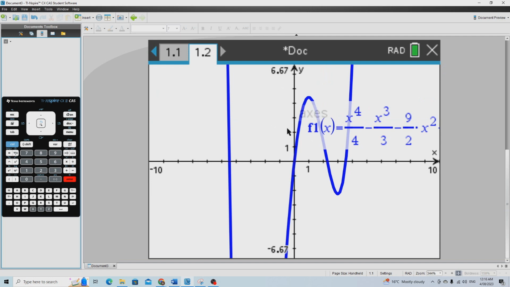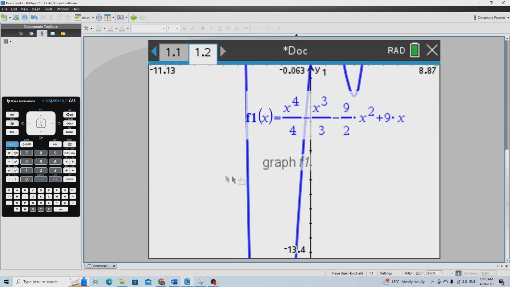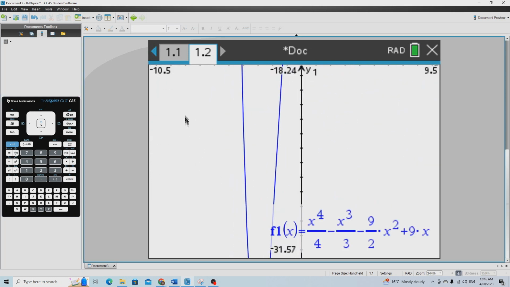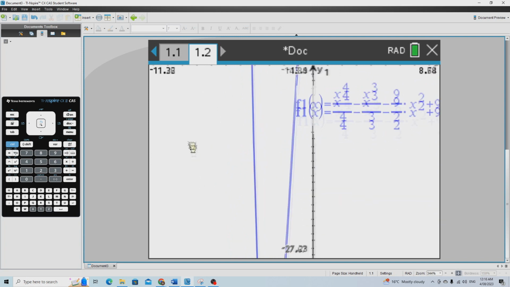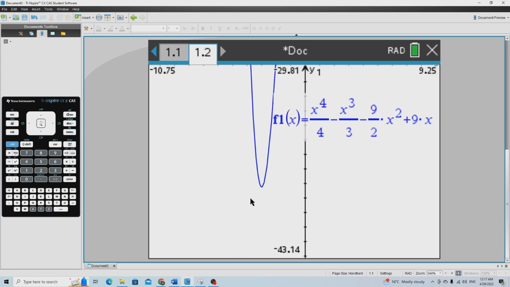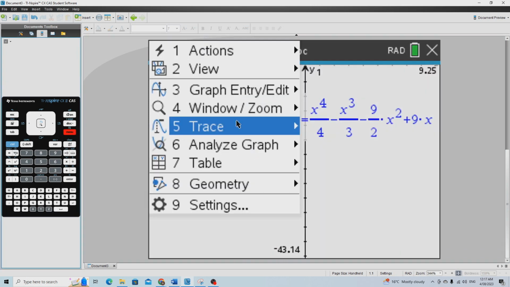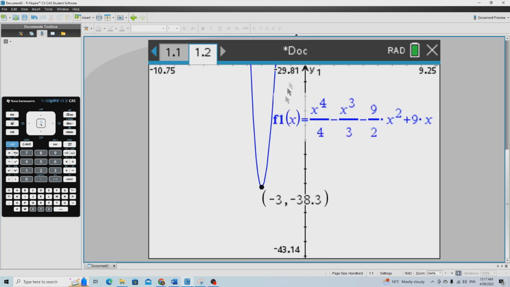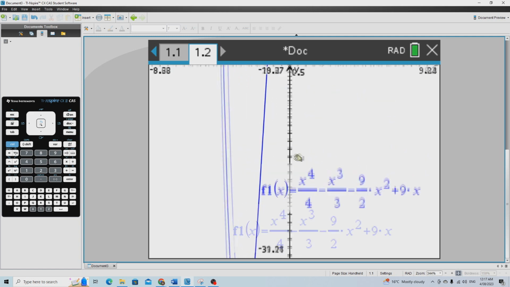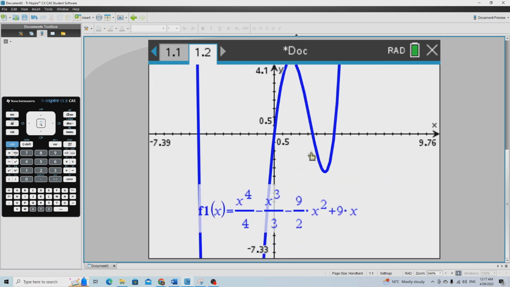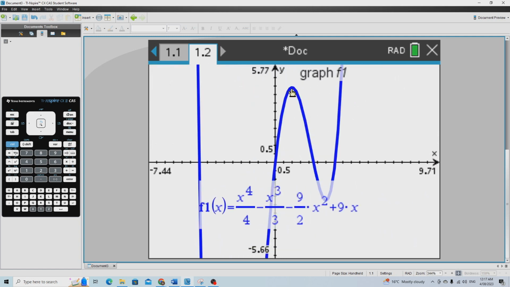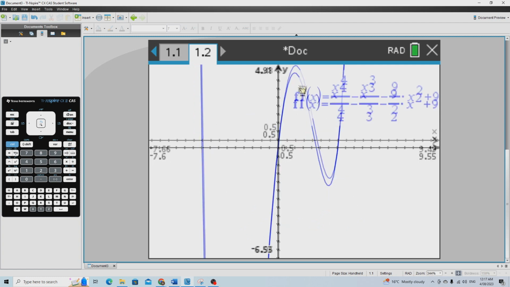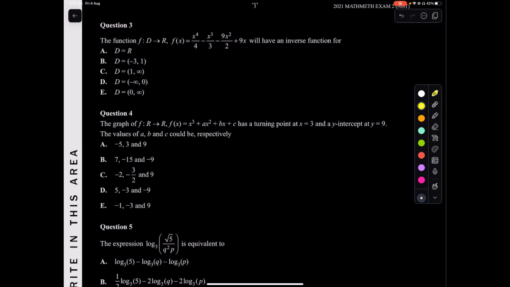So I want to find the inverse, so it must meet the horizontal line test. So the first one's all reals, absolutely not. So A is not your answer. B says from -3 to 1. So let me just find the minimum value over here. Okay, -3 to 1, perfect. Yeah, it meets the horizontal line test. So question 3, B should be your answer.